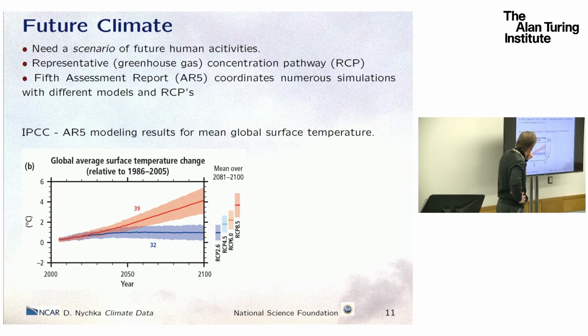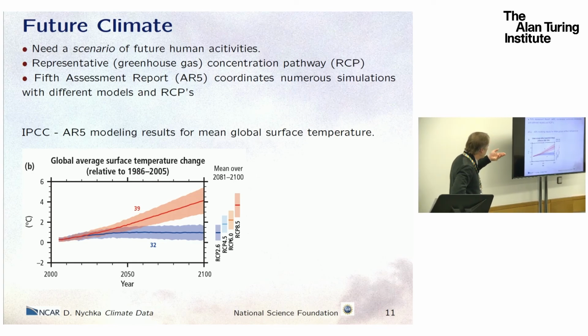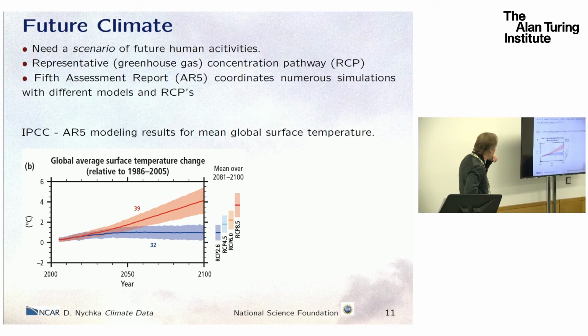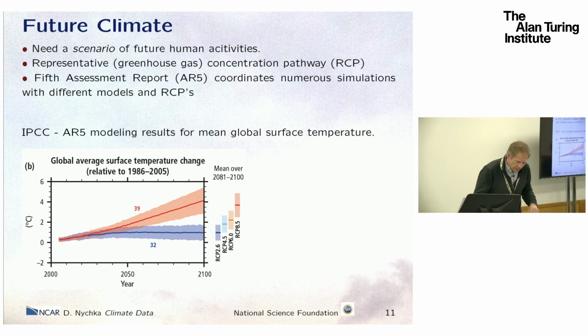This is a figure from the most recent IPCC report. This is a simulation from present out 100 years, and this is global temperature, and it's showing an increase, and this is in response to a fairly high rate of greenhouse gas release into the atmosphere. When we consider a lower scenario here, that's the blue, we see that there's less temperature increase.